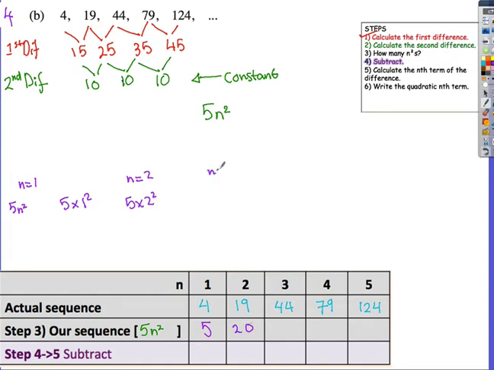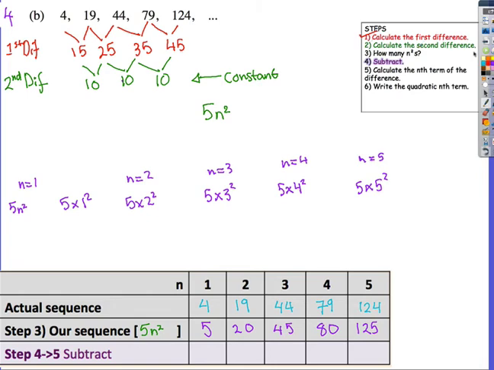When n is equal to 3, 5 times 3 squared. 3 squared is 9, times by 5 is 45. And when n equals 4, 4 squared is 16. Just write it down. 4 squared is 16, times it by 5 is 80. And when n equals 5, we get 5 times 5 squared, which is the same as saying 5 cubed. 5 cubed is 125.